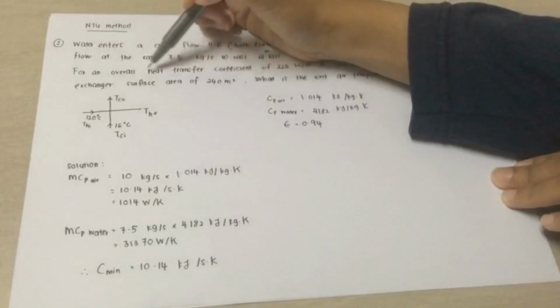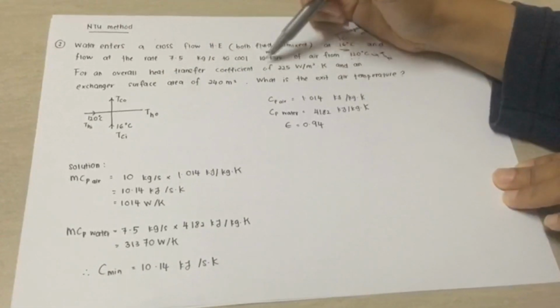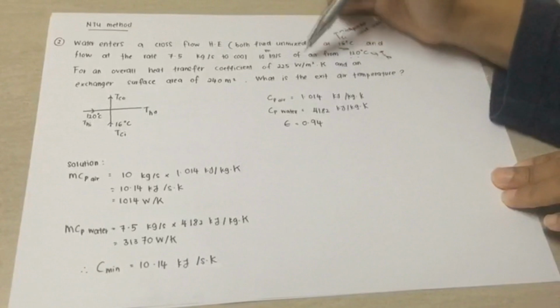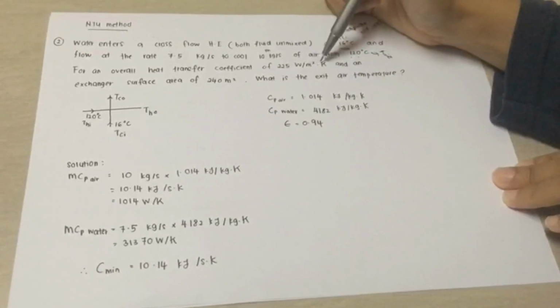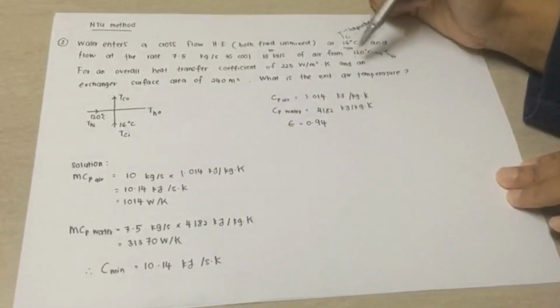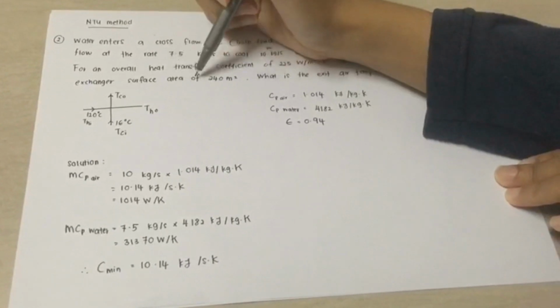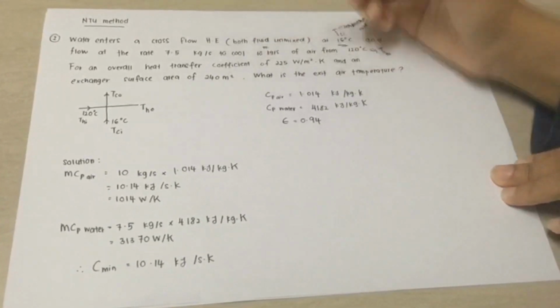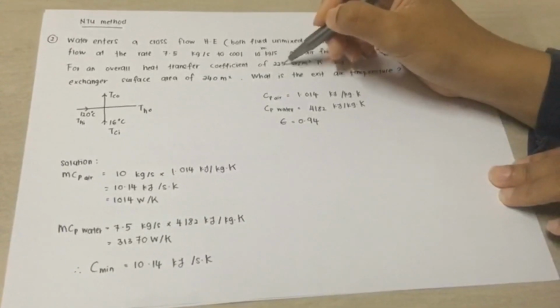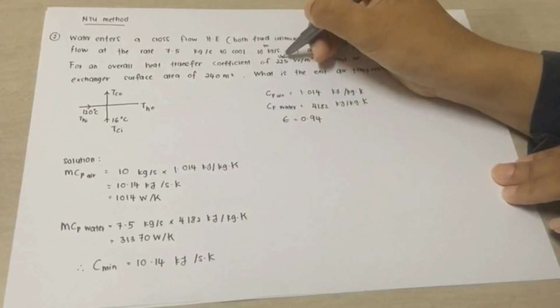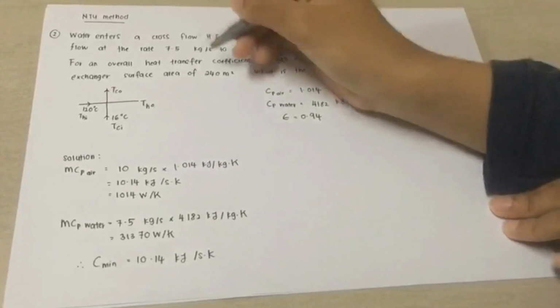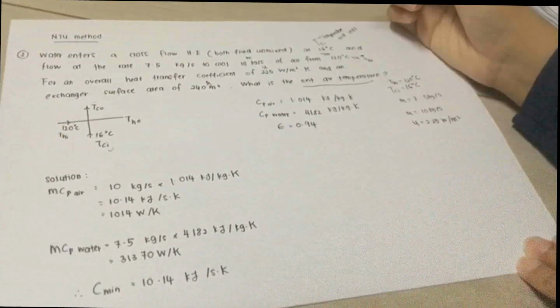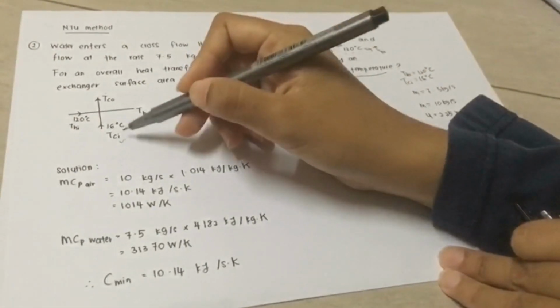Then for an overall heat transfer coefficient of 220 W over m square Kelvin, and an exchange surface area of 240 meters square. So 225 is the U, then 240 meters square. Then draw the diagram like this.